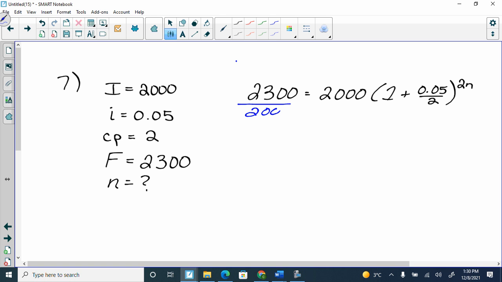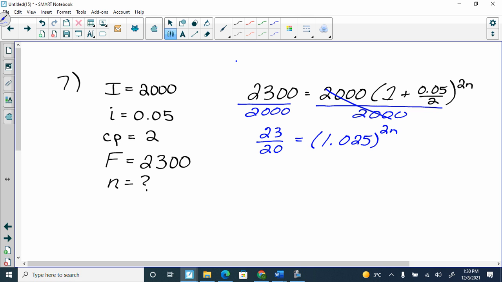And to convert to a log, you have to do this. So you divide by 2,000, and you get 23 over 20, or a decimal, which I'll deal with in a second. Now you have to go 0.05 divided by 2, which is 0.025, plus 1. So I get 1.025 to the 2n. What does this turn out to be? 1.15.